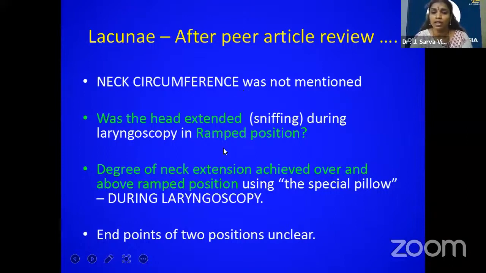And now there were other questions that need to be clarified. Was the head extended during laryngoscopy in the ramped position? Was the patient placed in a sniffing position also when laryngoscopy was done in such patients? And what was the degree of neck extension achieved over and above the ramp position using the special pillow during laryngoscopy? So the endpoint of these two positions are still unclear. So if that is all made clear, then we can come to a better conclusion.